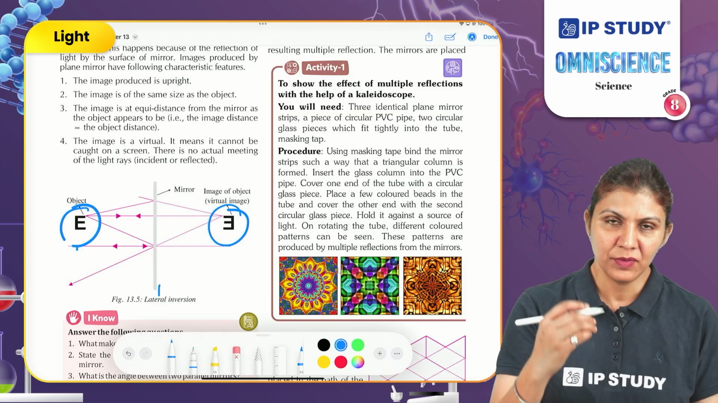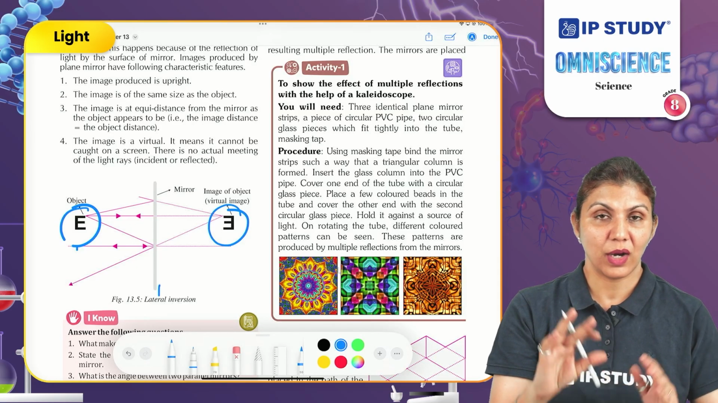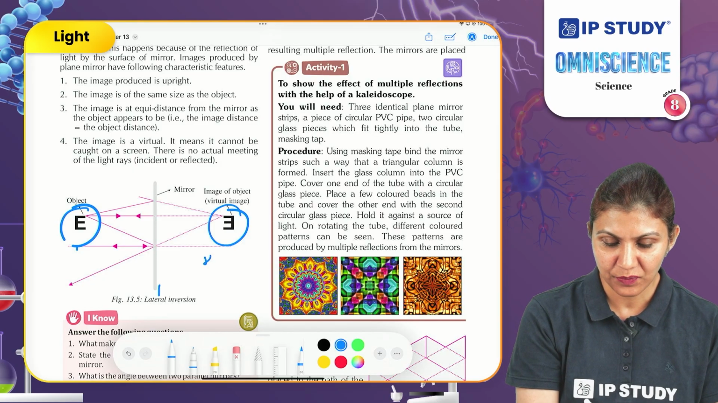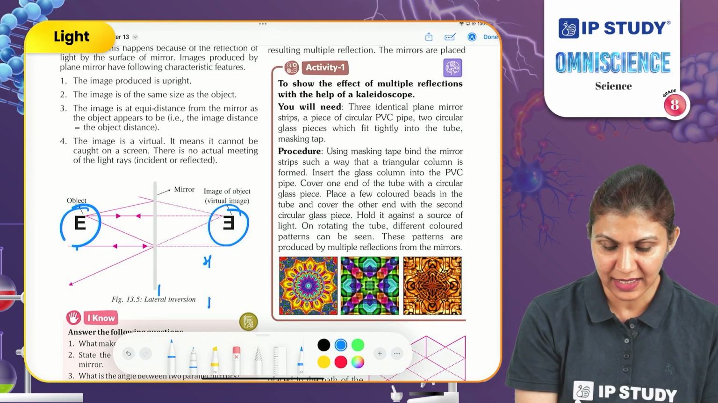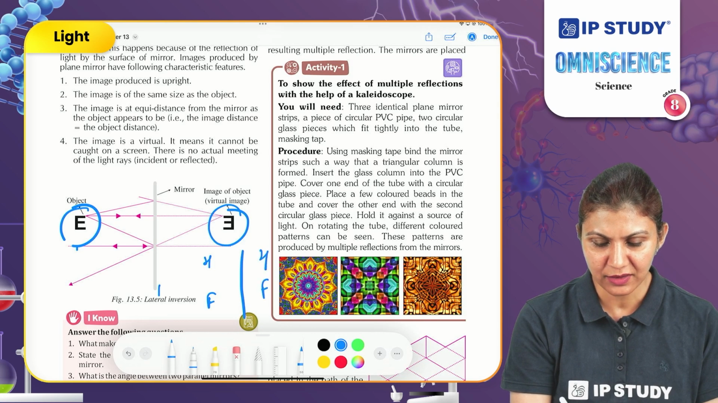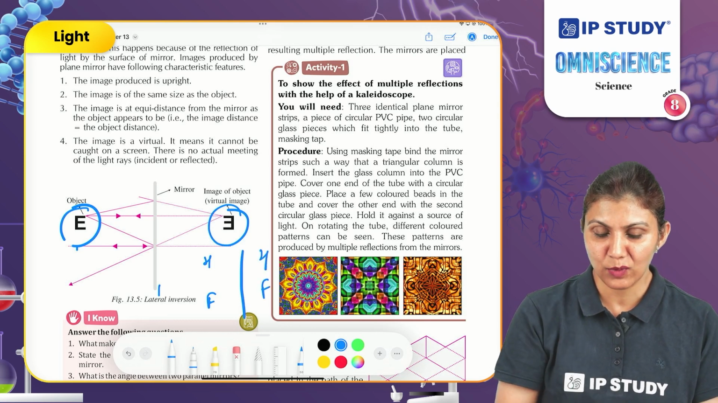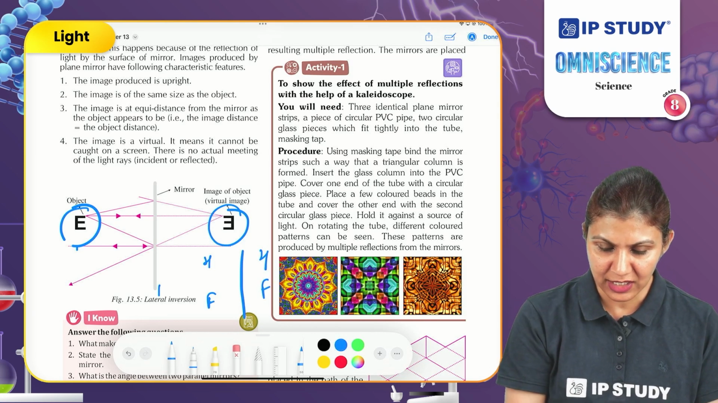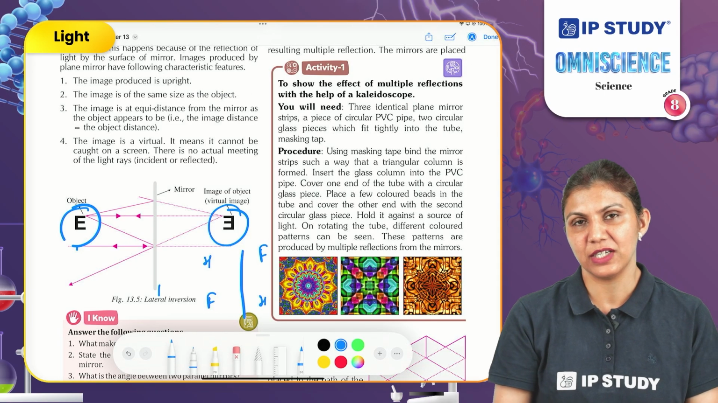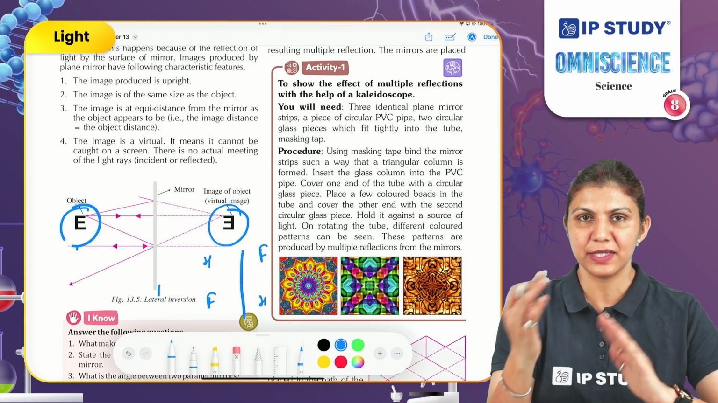For example, if you are standing and labeled your head as H and feet as F, and you stand in front of the mirror, you will always see H and F here. But if it is inverted, it means H takes the place of F and F takes the place of H. This will be called inversion, meaning upside down.